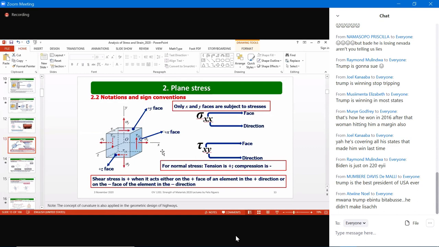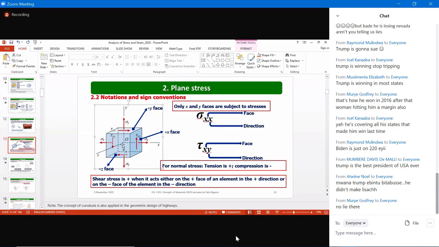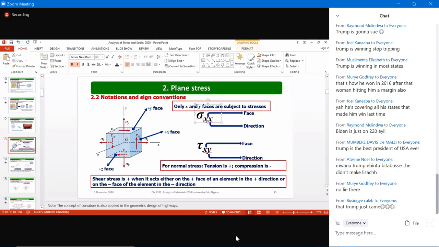The normal stress sigma y acts along the y direction. Sigma z is approximately zero. In this notation, sigma is the normal stress, and the subscript x means the face on which the stress acts. So when we say sigma x, we mean the normal stress on the x face.